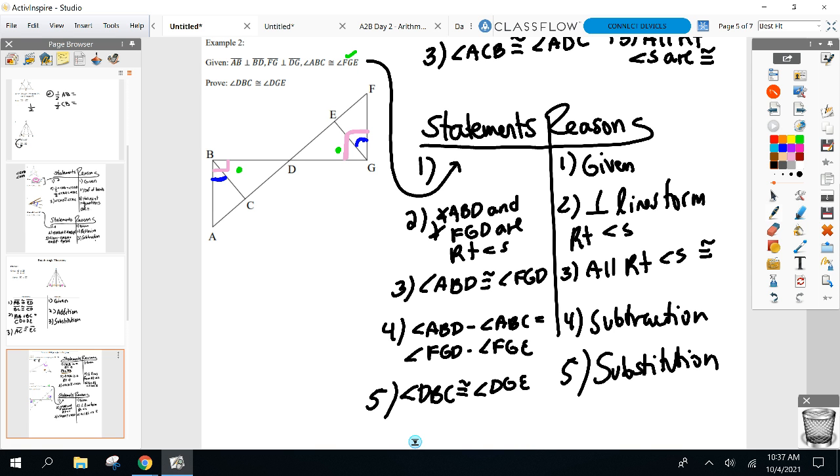Questions? Anything at all? Are we okay? Subtraction, and why I needed to put in the right angles, because that was my second pair I needed to subtract. Getting a little tougher.